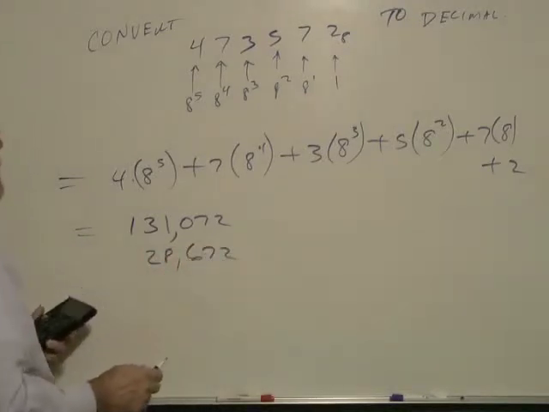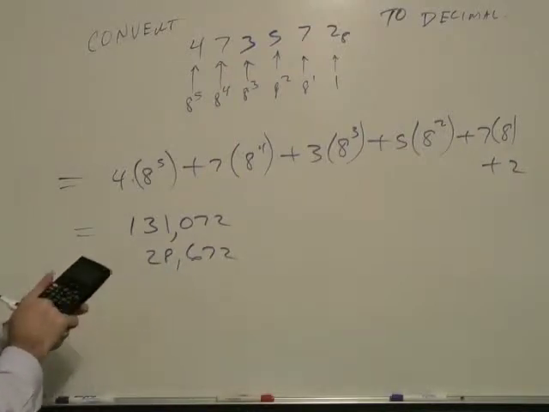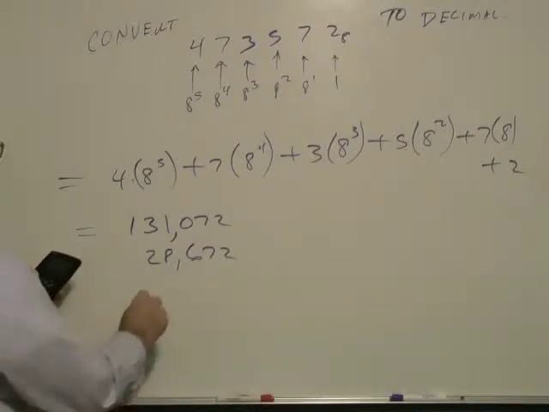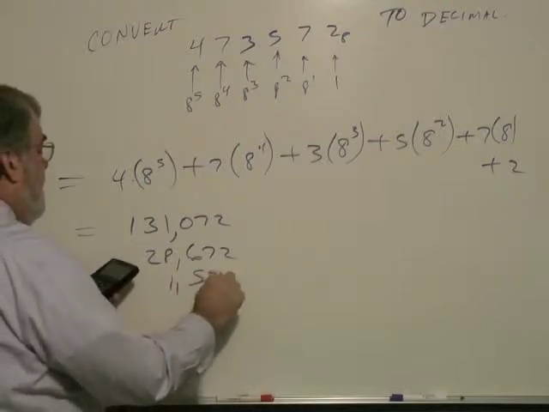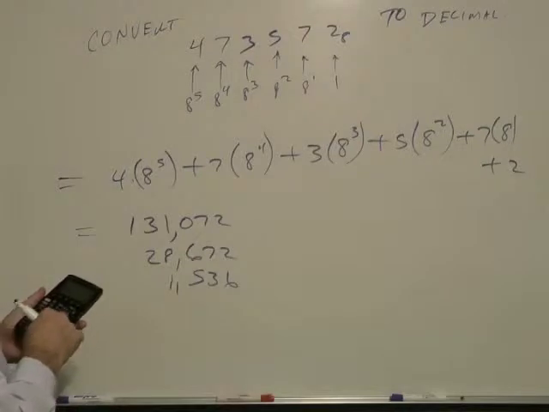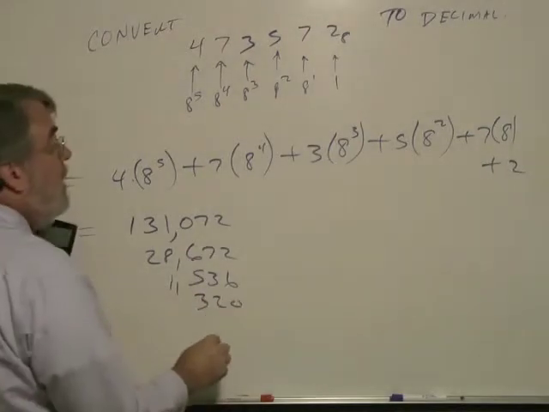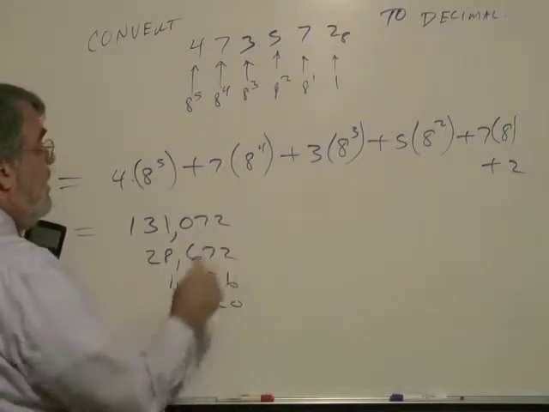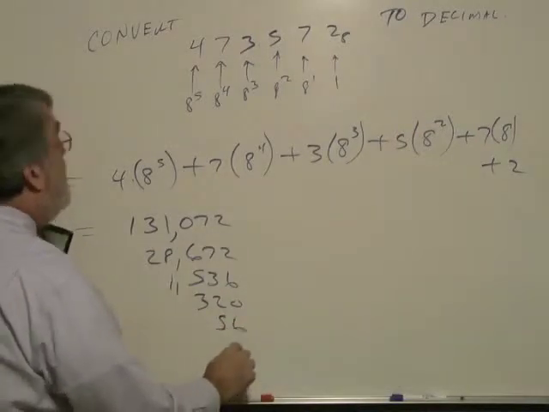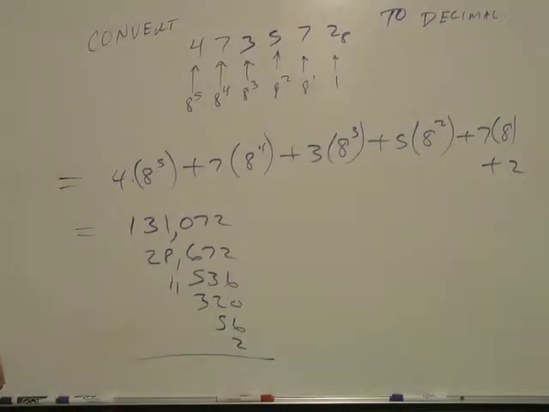28,672. 3 times 8 to the 3rd is 1,536. 5 times 8 to the 2nd, so that's 5 times 64, is 320. And then 7 times 8 is 56, and then 2. So we have to add up those numbers together.